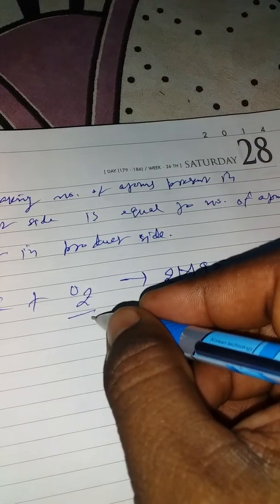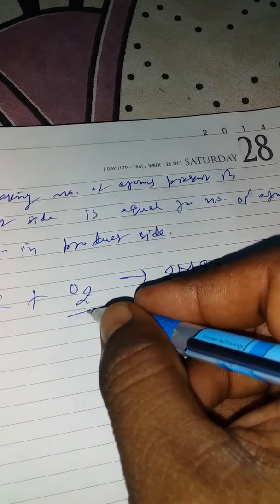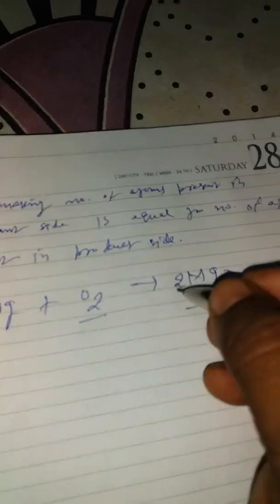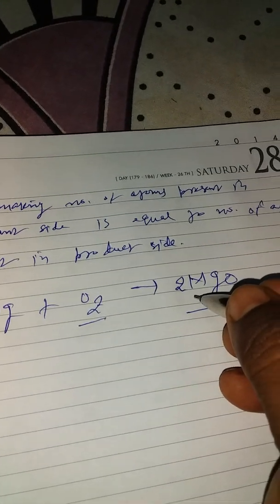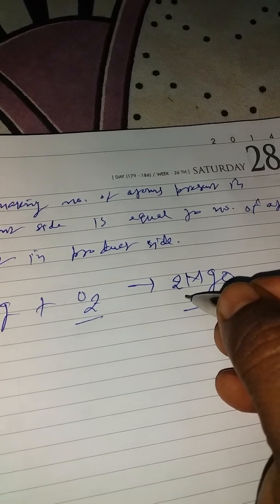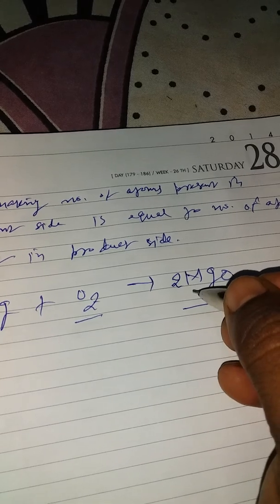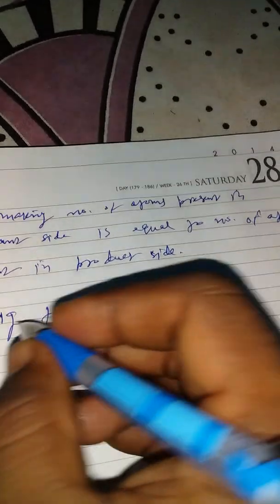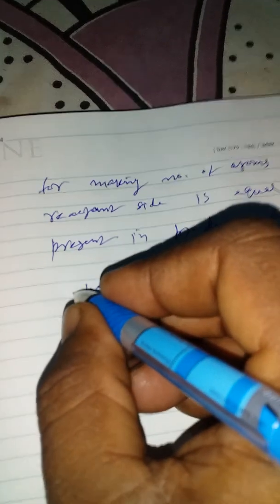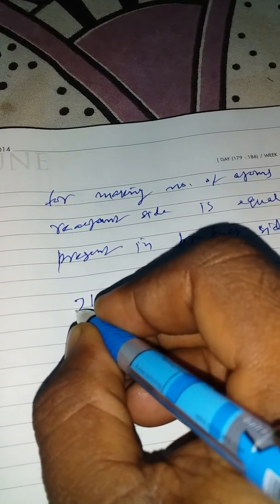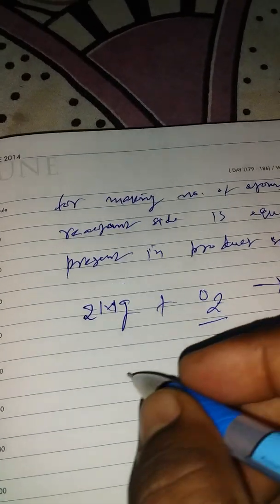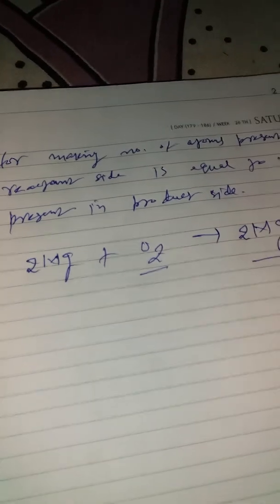So we use 2 as a coefficient that makes the number of atoms in the product side 2, and the number of oxygen atoms in the reactant side is also 2. But here we see that the number of magnesium atoms becomes 2 because 2 acts as a coefficient. So we multiply the magnesium atom of the reactant by 2, and that makes the chemical equation balanced.